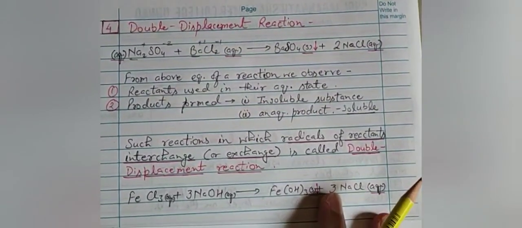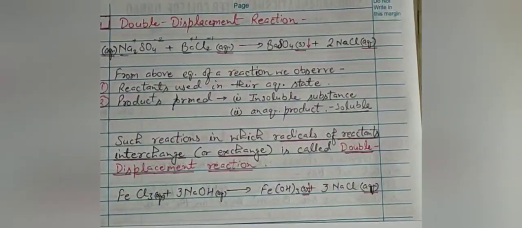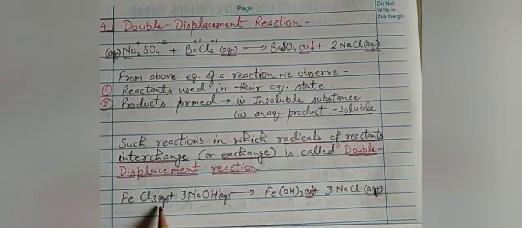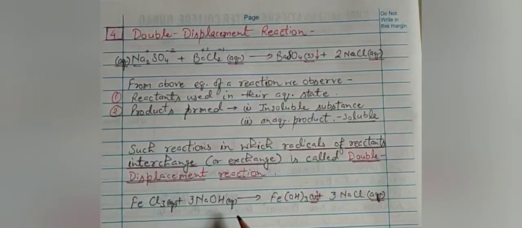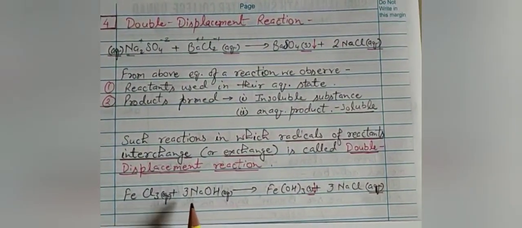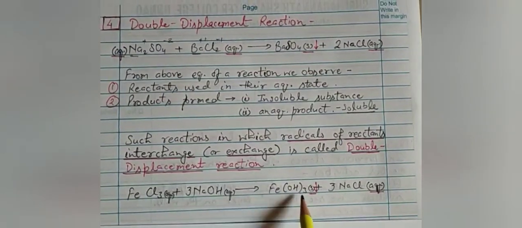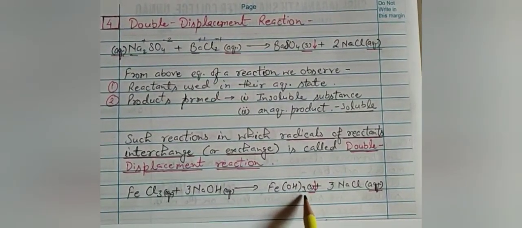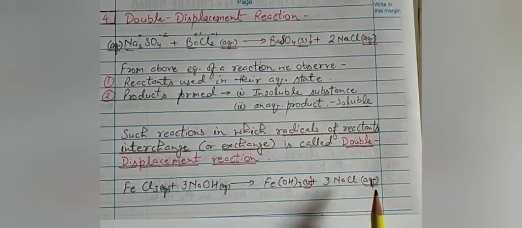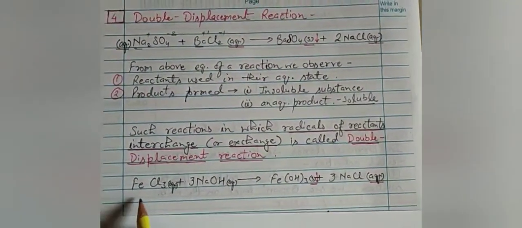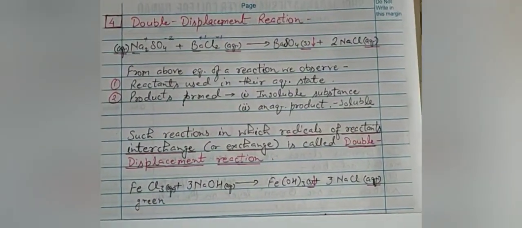Now one more example, it is a very common example, in activities also we have done: ferric chloride solution we take and sodium hydroxide, a very common base which is used in the chemical labs. If we mix these, then we get ferric hydroxide as an insoluble part and sodium chloride in the solution. Here it is very important to see that a color change is also occurring.